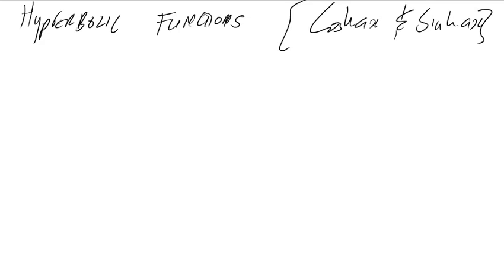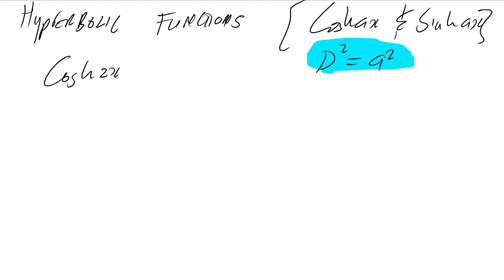So for this one, it's similar to trigonometric functions. Remember, for trigonometric functions, you take d squared equals negative a squared. You see, the difference is that whenever you've got cosh ax and sinh ax, you don't put a negative a squared. It's just straightforward. D squared is equals to a squared, just like that. So in this case, you're gonna have cosh 2x.